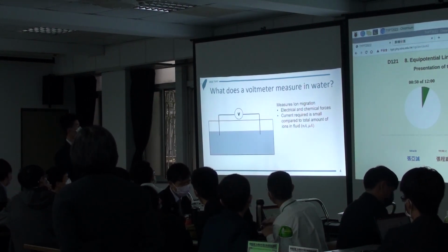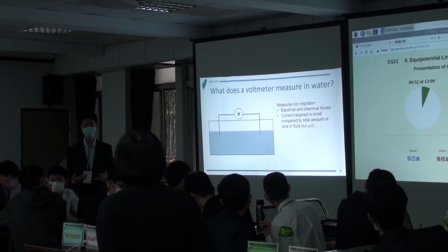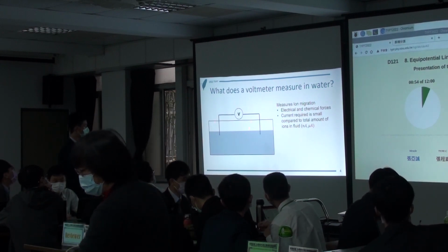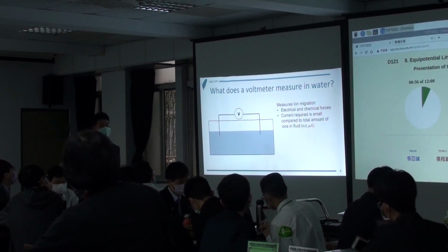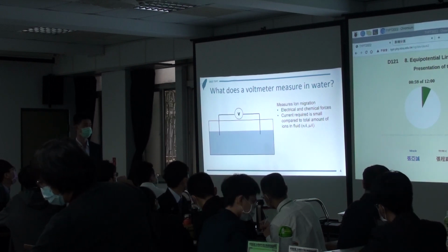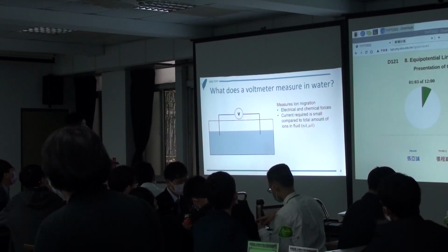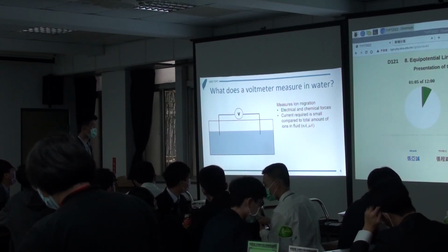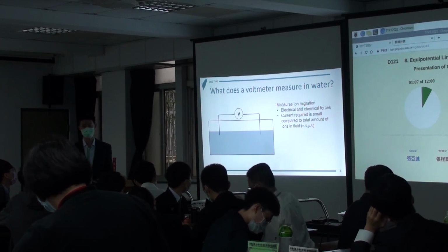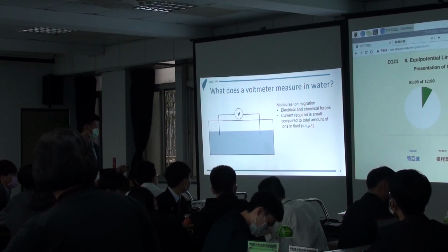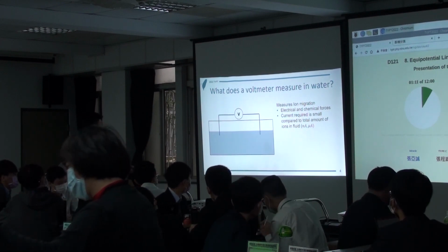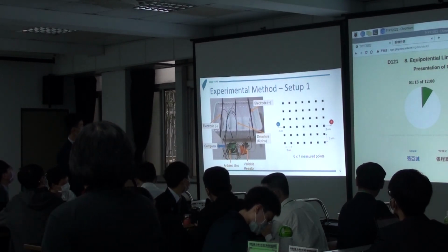Before we jump into our experimental setup, we need to understand what a voltmeter measures. A voltmeter measures the tendency of ions to move, and whether that motion is caused by electrical or non-electrical forces doesn't matter. Also, the current flowing through the voltmeter is very small, on the scale of nano to microamps, which is small compared to the total amount of ions in the solution. We have 3 experimental setups.